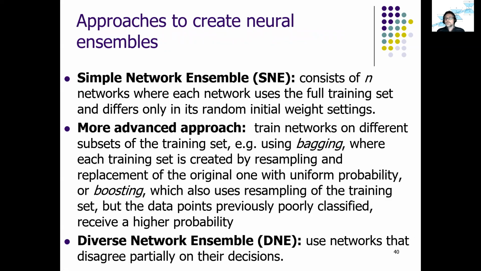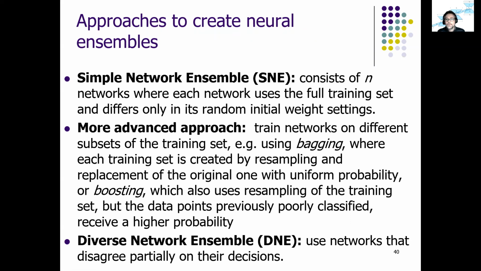And people have tried different techniques in the literature. The basic way is what I call here the simple network ensemble. So you have a pool of models and networks. Each network uses the full training set for training. The models are different in the way they have been initialized, for example. So you can have a pool of neural networks that have been trained on the same data, but with different initial weights, and these networks would be combined to form an ensemble.